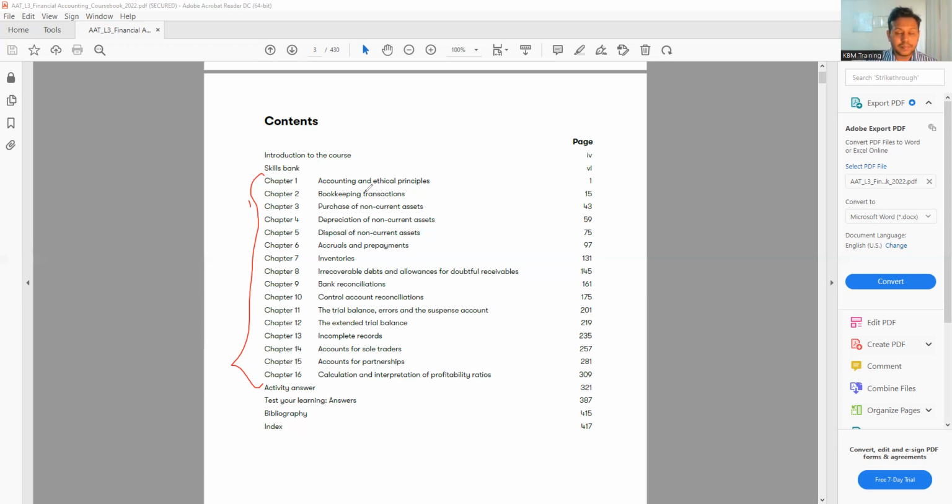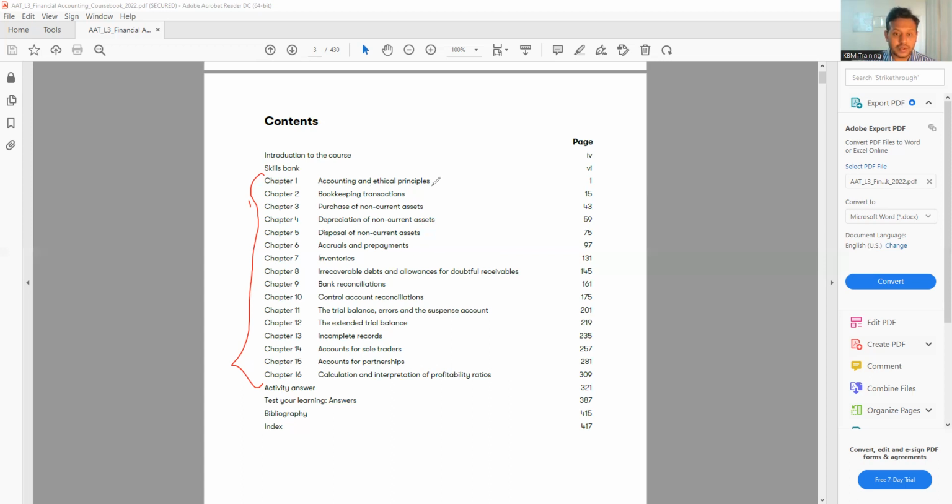Chapter number two, you have bookkeeping transactions. If you have done your level two with AAT, you have a module called Bookkeeping Transactions. So from there, you have learned the journals, the ledger accounts, the accounting equation, and which item goes where. For example, this item belongs to the profit and loss account, and this transaction belongs to the statement of financial position. So you're going to look at the entity and the classification from chapter number two, bookkeeping transactions.